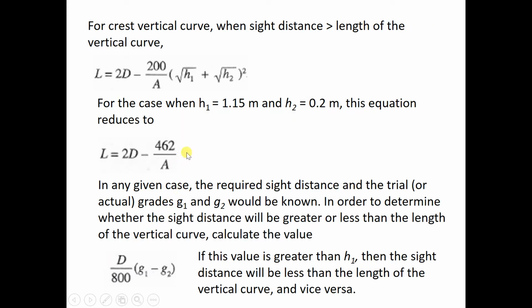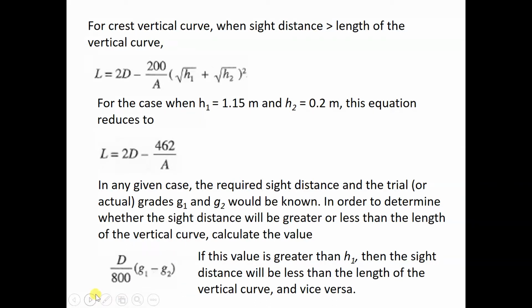So we have these two scenarios for the stopping sight distance. The first case is shorter than the vertical curve, and the second case is stopping sight distance longer than the vertical curve. So how do we determine which one to use?